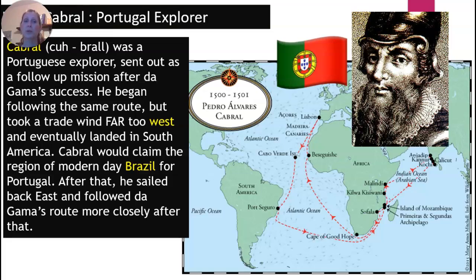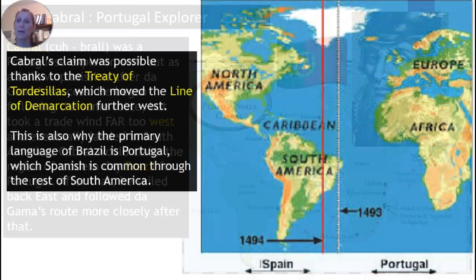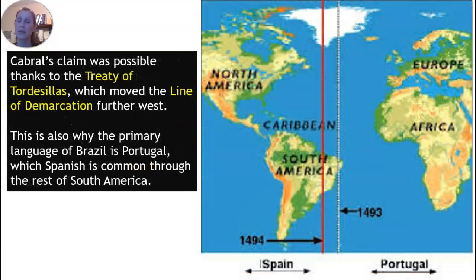Pedro Cabral was a Portuguese explorer sent out on a follow-up mission after da Gama's success. He began following the same route, but took a trade wind far to the west and eventually landed in South America. And then Cabral would claim the region of modern-day Brazil for Portugal. After that, he sailed back east and followed da Gama's route more closely. So, again, the maps that we know today didn't exist. So they were making maps, they were exploring as they were going, much different than how we do things today.